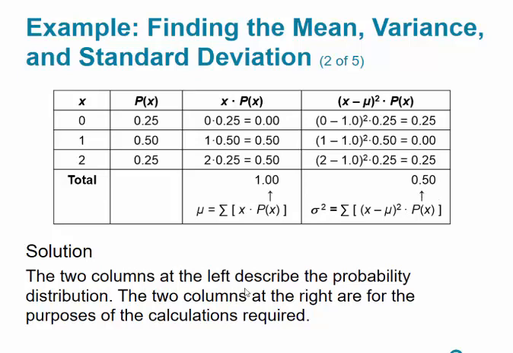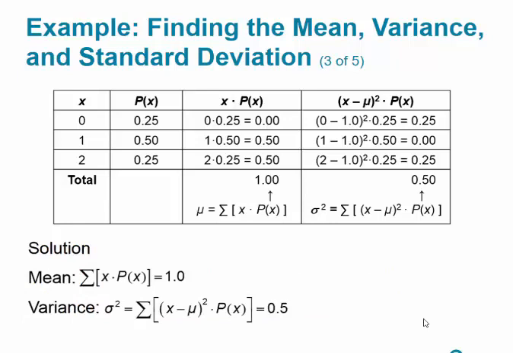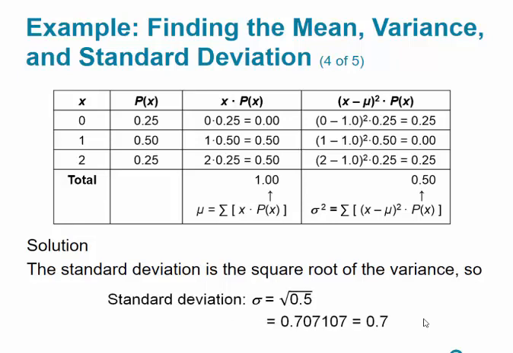So the two columns on the left describe the probability distribution, and then the two columns on the right, for the purposes of the calculation required, will give us the expected value and the variance. And so in this case, the mean is 1 and the variance is 0.5. So the standard deviation is the square root of the variance, so the standard deviation sigma is simply the square root of 0.5, which rounds to about 0.7 or 0.71.